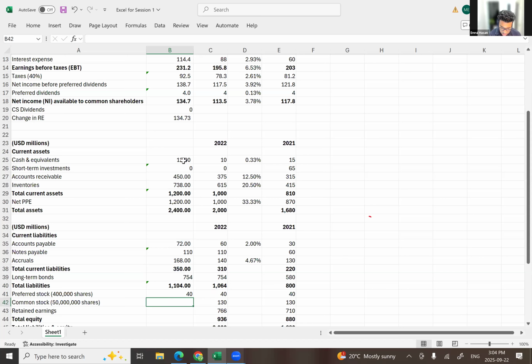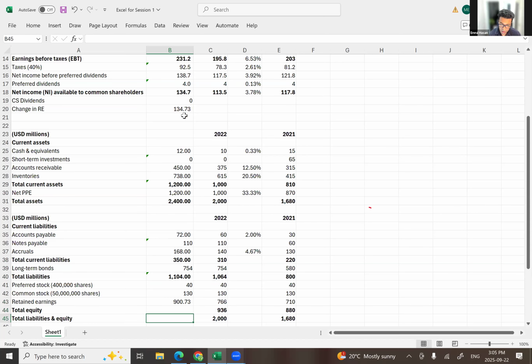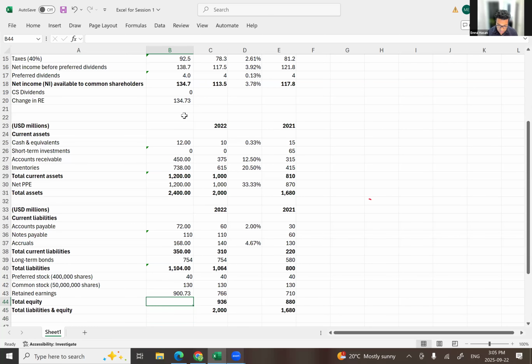Preferred stock, keep it same as last year. Common share, not issuing any. Retained earnings is tricky. Last year's retained earnings plus this year's addition. You can call it change in retained earnings or addition to retained earnings. 900.73. So the company is internally funding $134 million by retaining. Why would I take more money, right? So from outside, preferred share, common share, retained earnings, that's my total equity. Liabilities and equity should be this plus that. Am I right?